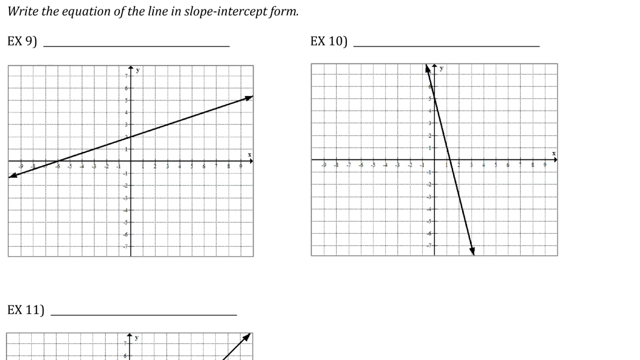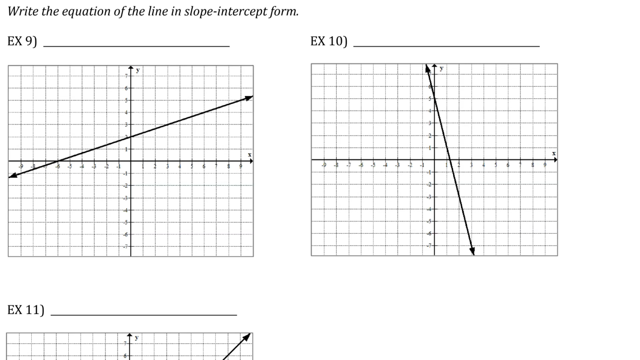Hey everybody, so in this video we're going to be talking about examples 9 through 11 on the assignment 16 notes. So for all of these, you're going to be given a graph and you need to find the equation of the line of that graph. Alright, we're going to need it in slope-intercept form.